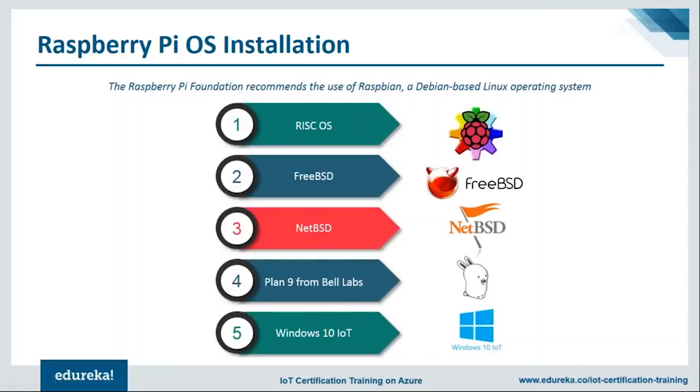So you have RISC OS, you have FreeBSD operating system, you have NetBSD operating system. Plan 9 is again from Bell Labs, as well as Windows has its own Windows 10 IoT version. So for this session we're not going to go into Windows 10, we'll stick to the core Raspberry Pi operating system.